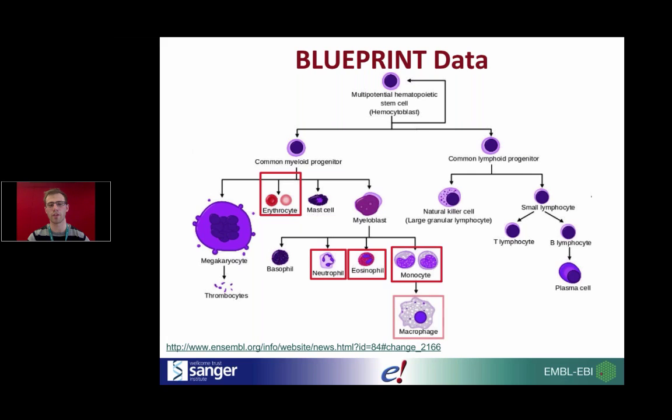So we have erythroblasts, we have neutrophils, eosinophils, we also have monocytes and a number of macrophage lineages and differentiation paths. And we also have Blueprint data for T and B lymphocytes.